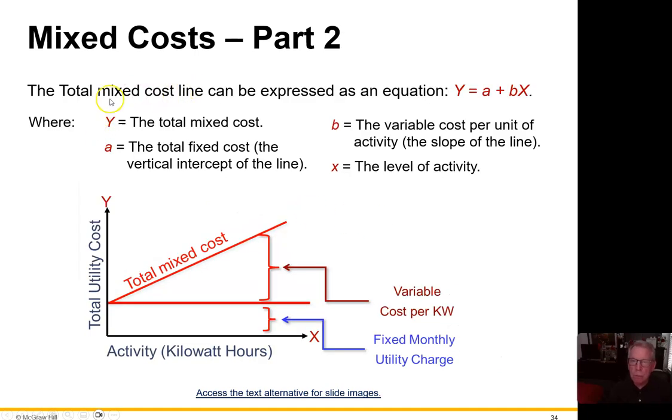Okay, so we have a formula to express that mixed cost line. And it's shown here. Y here is the total mixed cost. And it consists of A here, which is your total fixed costs, and it's called the vertical intercept line, if you like to look at it that way. And then B is the variable cost per unit of the activity, the slope of that line, and then X here is the level of activity. So I think that looks a little more intimidating than it really is when we go to apply it.